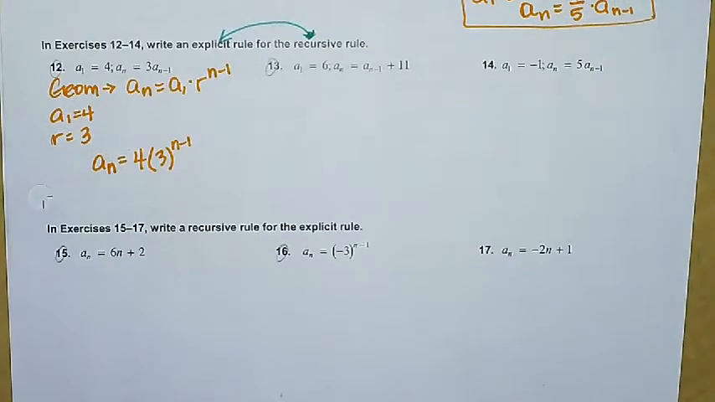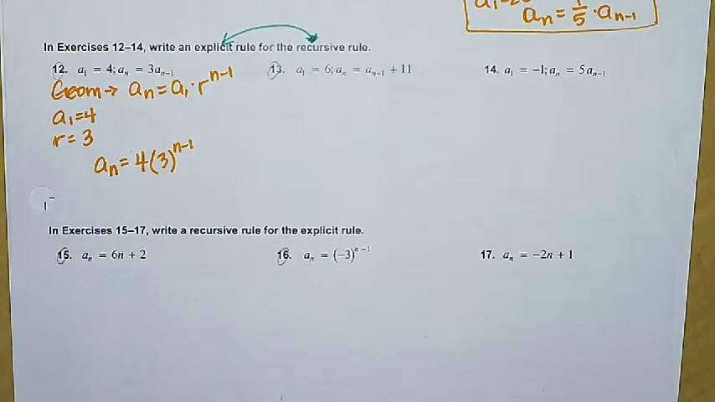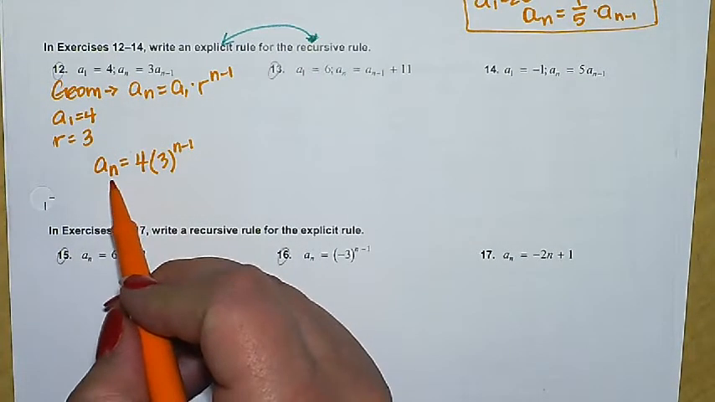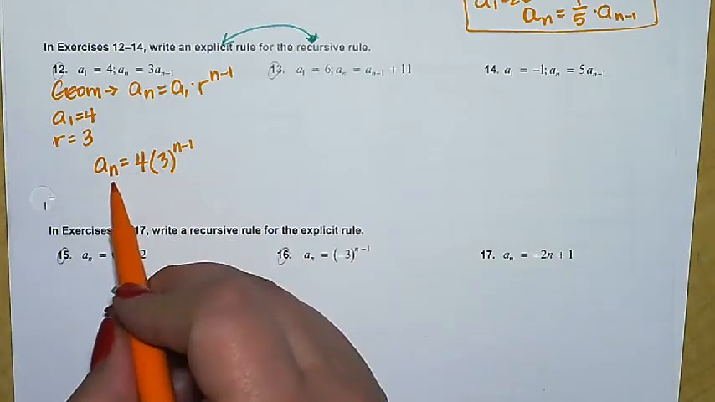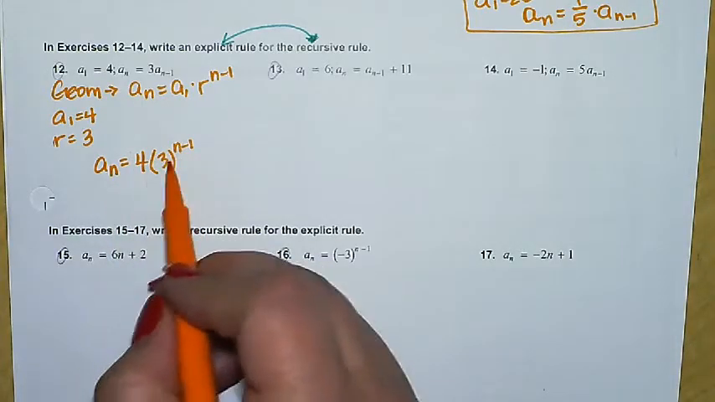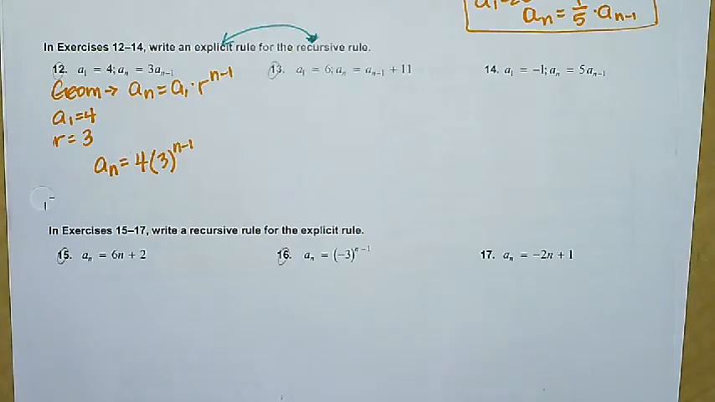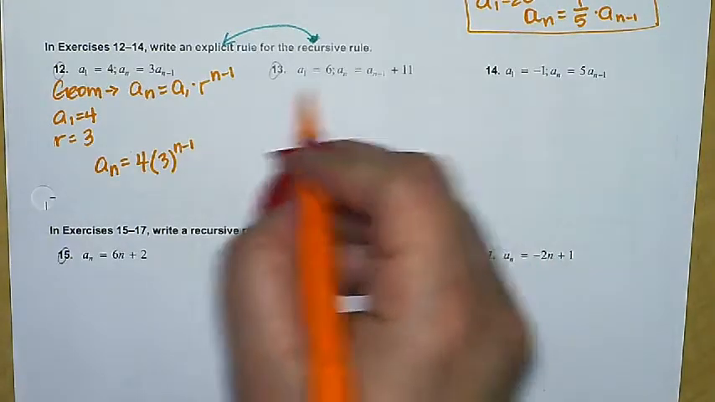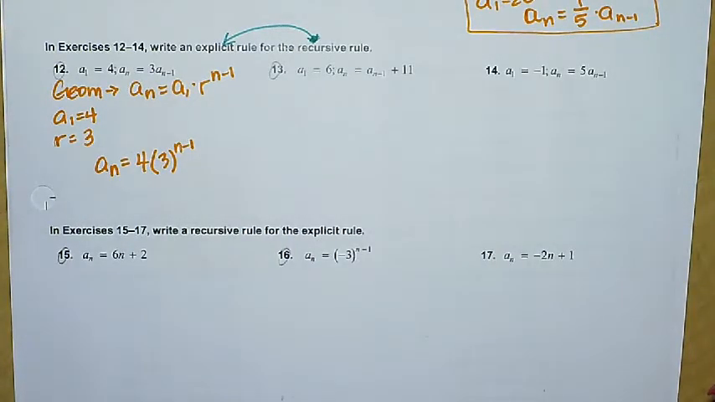If that looks familiar, that's because it's the explicit rule for geometrics, which you had already learned. And now I can find the 100th term if I want. I can just plug in 100 here and 100 here and then evaluate that, and it'll tell me what the 100th term, or any term I want, is. Okay, let's do that for number 13.